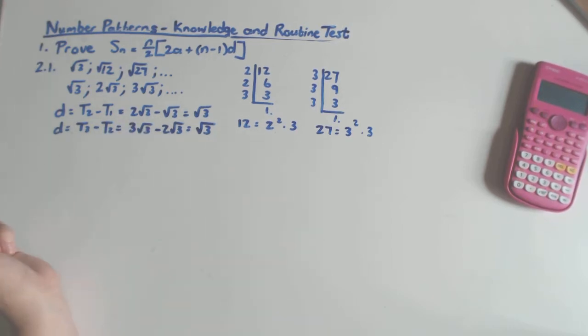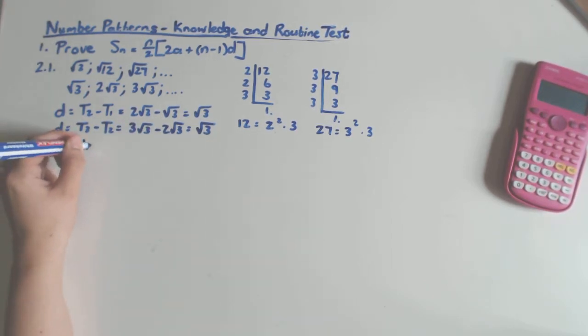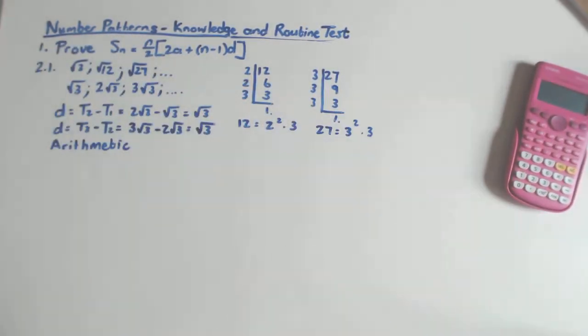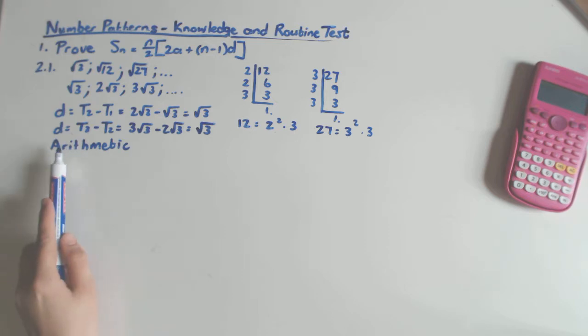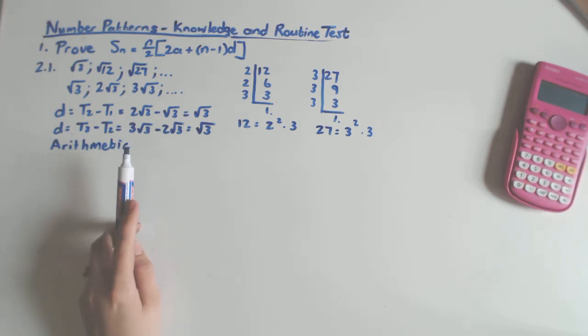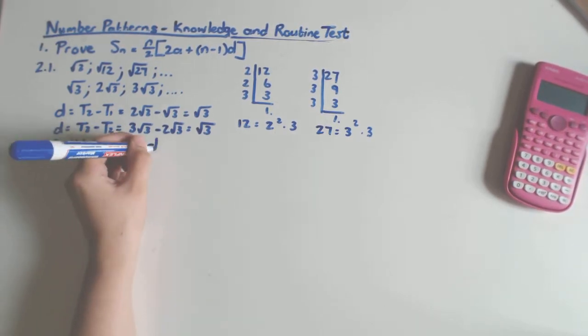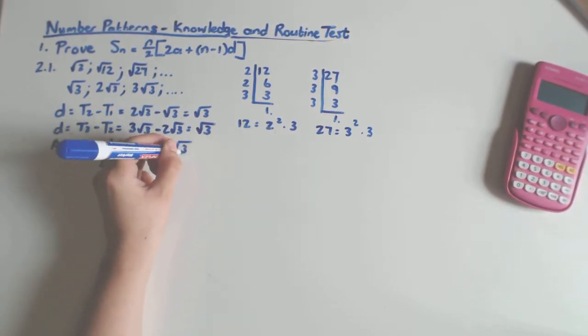Great, so I can now say that this is an arithmetic sequence. Always, when I've worked out a lot of things, just go back and make sure you've answered the question. The question says, state whether the sequence is arithmetic or geometric. It's arithmetic, giving the common ratio or common difference. The common difference is root 3.